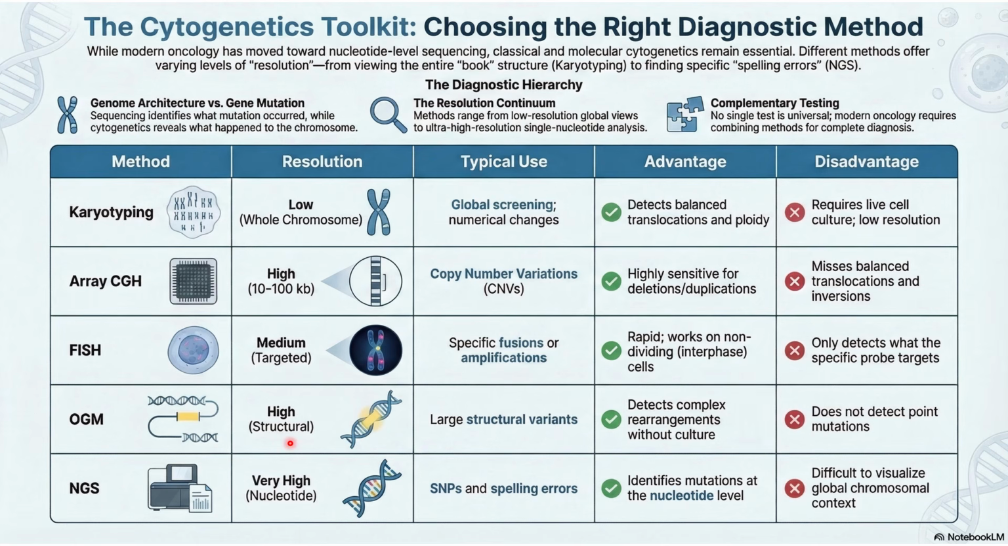Optical genome mapping has a high resolution. It detects large structural variants. It detects complex rearrangements, and the advantage is it does it without culture, but it does not detect small point mutations. Next generation sequencing has a very high resolution at the level of the nucleotide. It detects single nucleotide polymorphisms and spelling errors, but it is difficult to visualize the global chromosomal context because it's so focused at the nucleotide level. So I hope this helps.